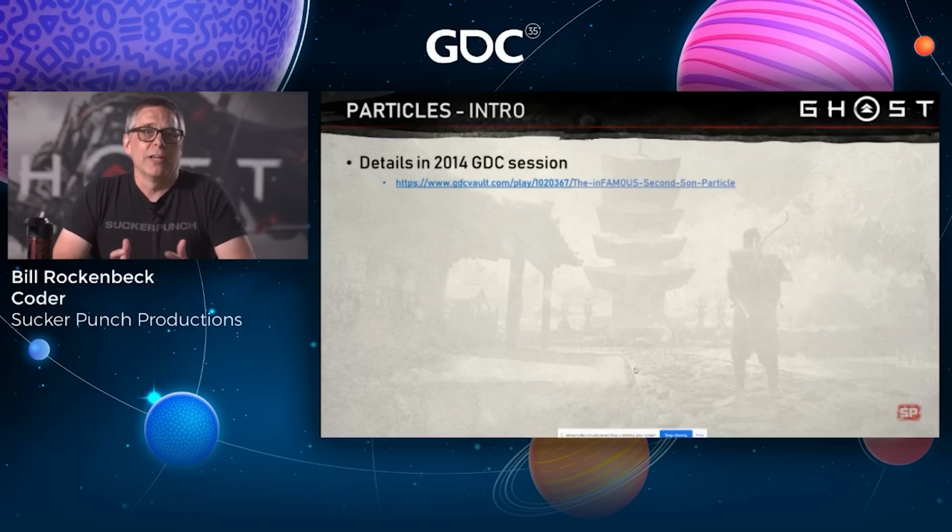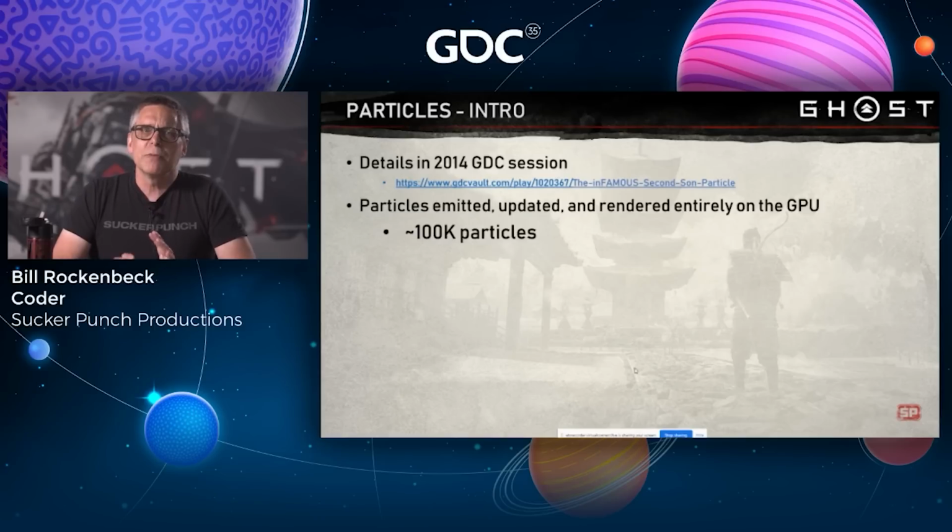The core architecture has changed very little from the Second Son version. I gave a GDC talk in 2014, which covered the system in detail, so this talk is going to gloss over the implementation, but here's a high-level overview. Our particle system is an entirely GPU-based system where each particle is touched only by compute shaders running in async compute.